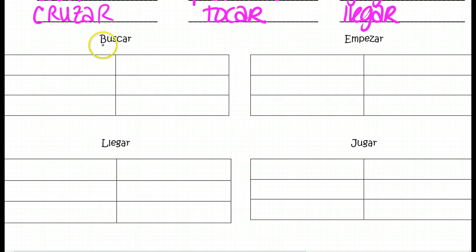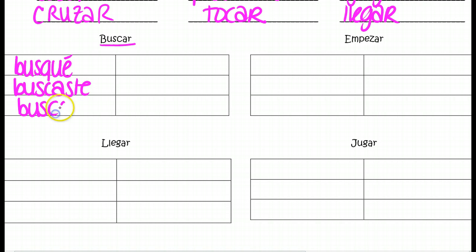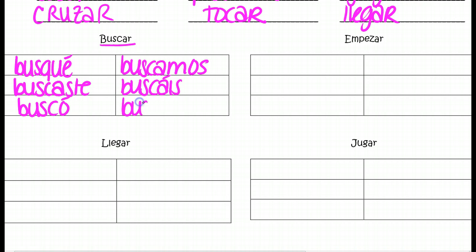I'm going to do the verb buscar with you, and then I want you for homework to conjugate these other three verbs in the preterite tense. So the verb buscar, the yo form, since this C is going to change to a QU in the yo form, your verb will be busqué. The tú form will be buscaste. Él, ella, usted form: buscó. Nosotros: buscamos. Vosotros: buscasteis. And ellos, ellas, ustedes: buscaron.